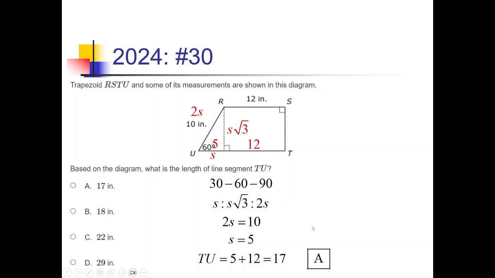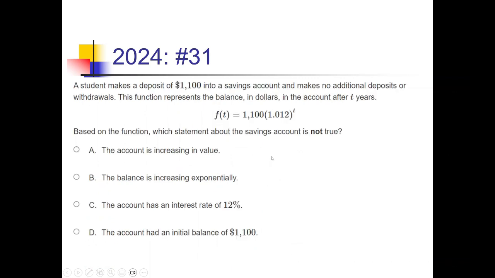Choice A. For number 31, we have a student making a deposit of 1,100 into a savings account and no additional deposits. So this is our balance after T years. So based on this, we want to know what about the savings account is not true. So 3 of these will be true, 1 will be false. First off, they're saying the account is increasing in value.